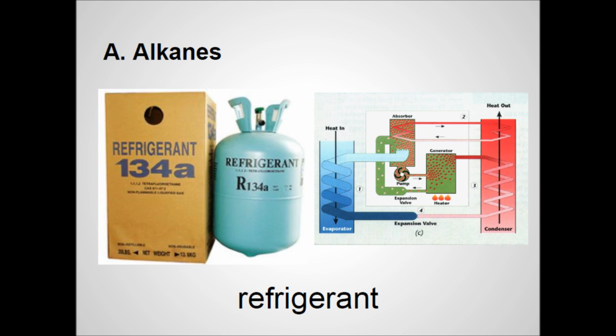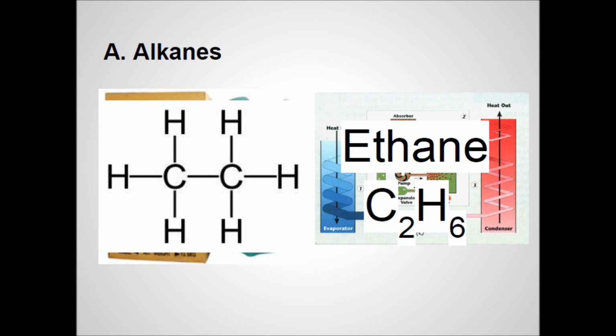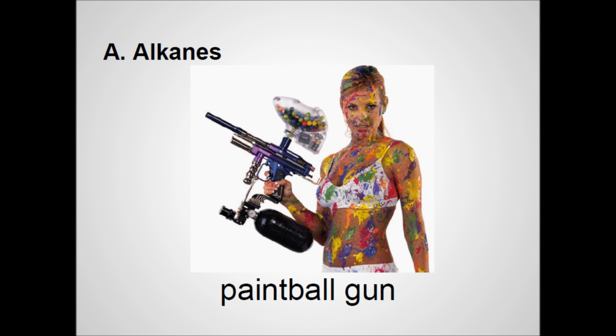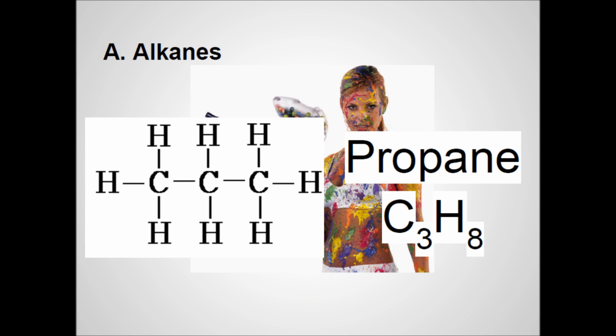Refrigerant is an alkane and mainly contains ethane. Ethane has a structural formula like this, and we call this C2H6. The bullets in paintball guns are made of propane. The structural formula of propane looks like this, and the molecular formula is C3H8.